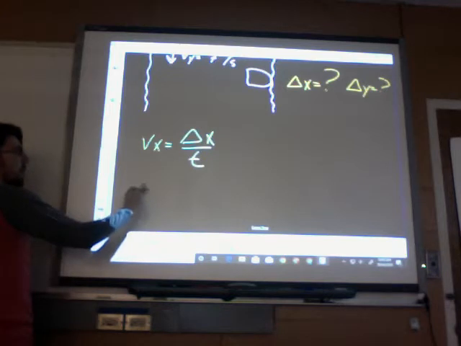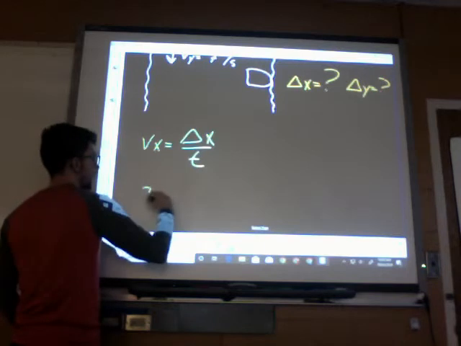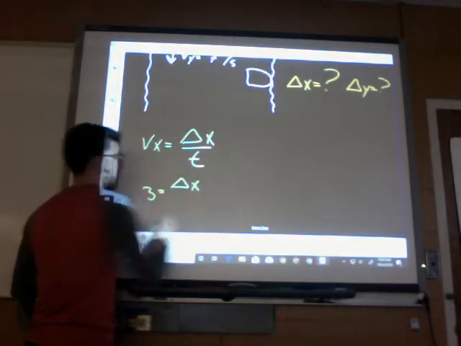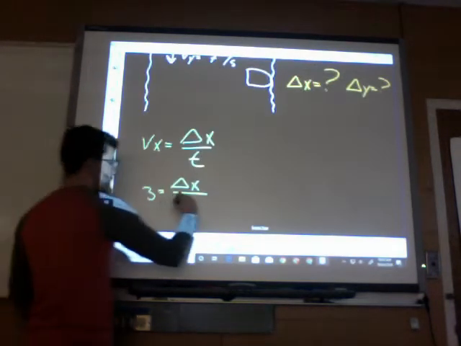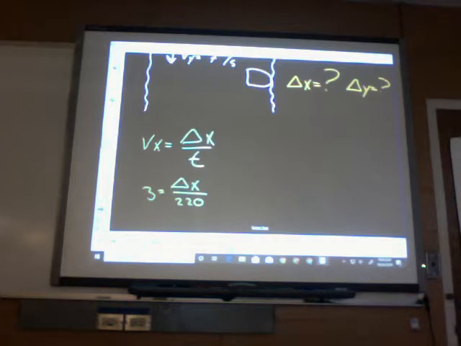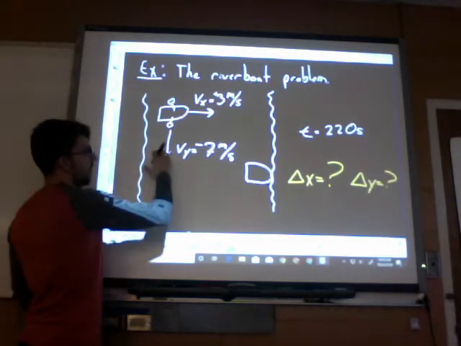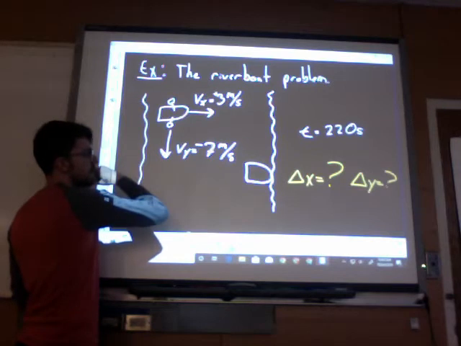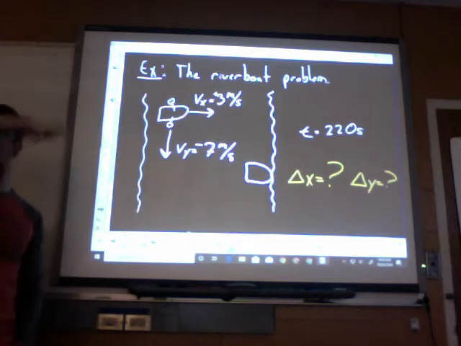What goes in for Vx? 3. Very good. We just leave delta x because that's what we're trying to find. And then the time, well, time is the same for both of those. Anybody remember, after 220 seconds, what happens to the boat again? What happens to the boat at 220 seconds? 220 seconds pass, and what happens? It's on the other side. So that's where the whole journey ends. Like, if we wanted to figure out how far across the stream we're going.